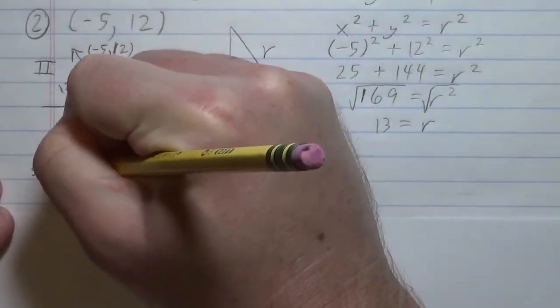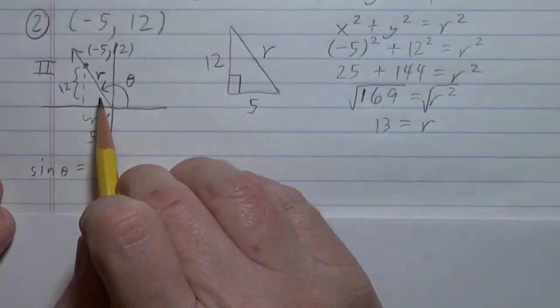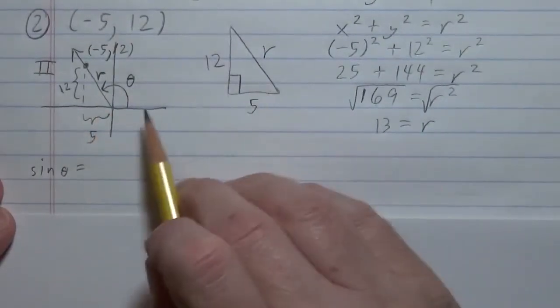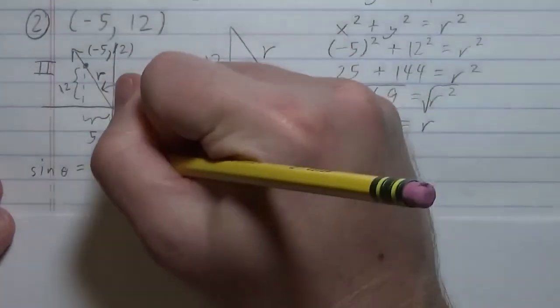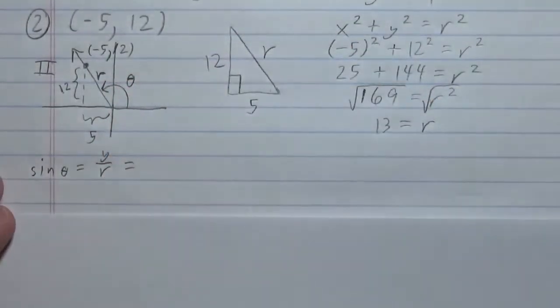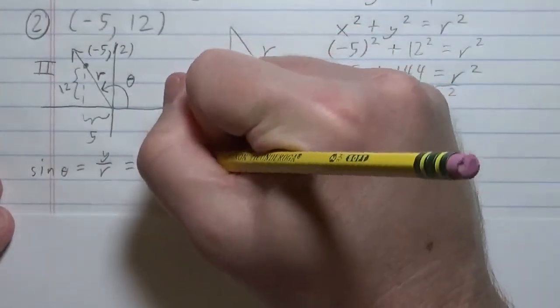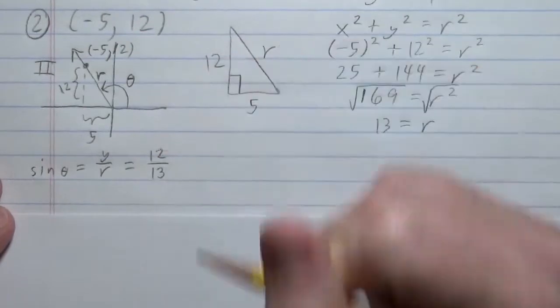Sine of the angle. Which angle are we talking about? Not this angle, which is also this angle. It's the angle of rotation. It's going to be y over r, which is 12/13.